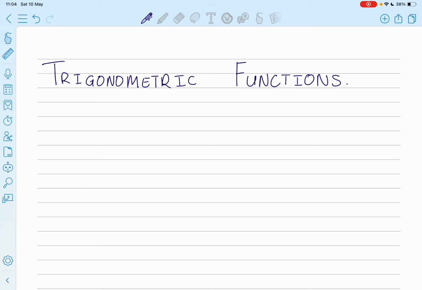Hi there. In today's video, we'll be plotting trigonometric functions. There are three: the sine graph, the cos graph, and the tan graph. Let's start with sine because that's the easiest one. The equation is y is equal to sine theta.